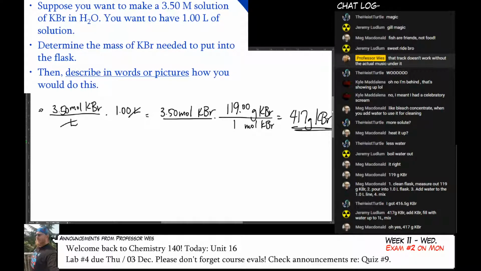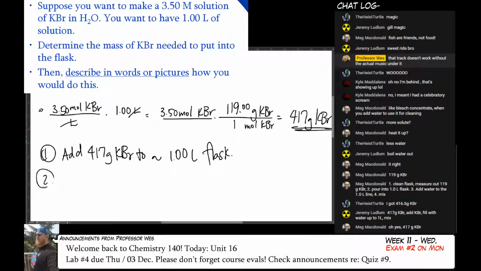All right, so now we can describe how to make the solution in words or pictures. So here we go. Step 1, add 417 grams KBr to a, oops, I looked at the wrong number. A 1 liter flask. So we're just going to dump that in there. That was the sound it makes when you dump it in. Step 2 is we're going to add H2O. We're not going to add a specific amount of H2O, though. We're going to add H2O to the fill line, which is 1 liter.